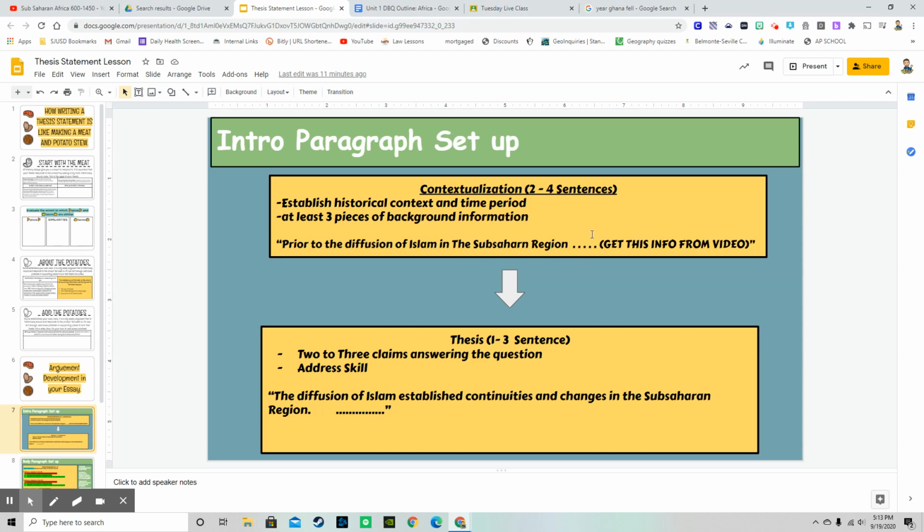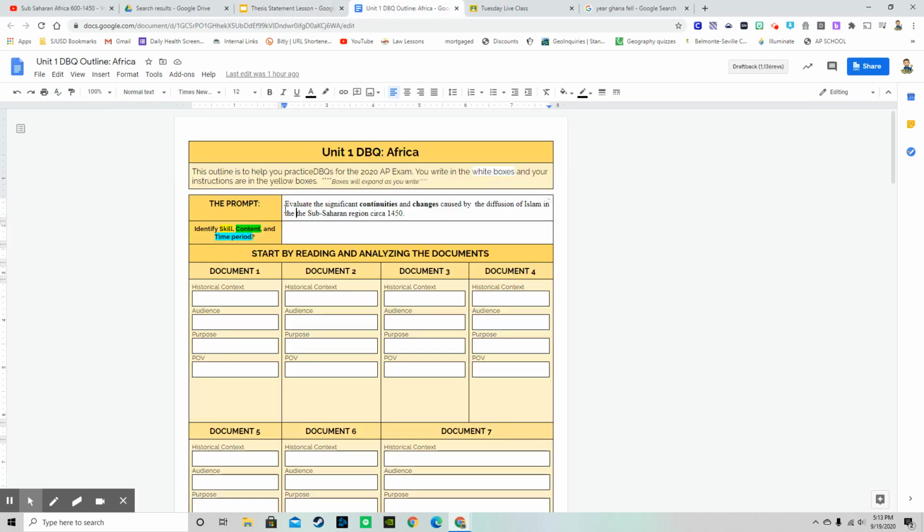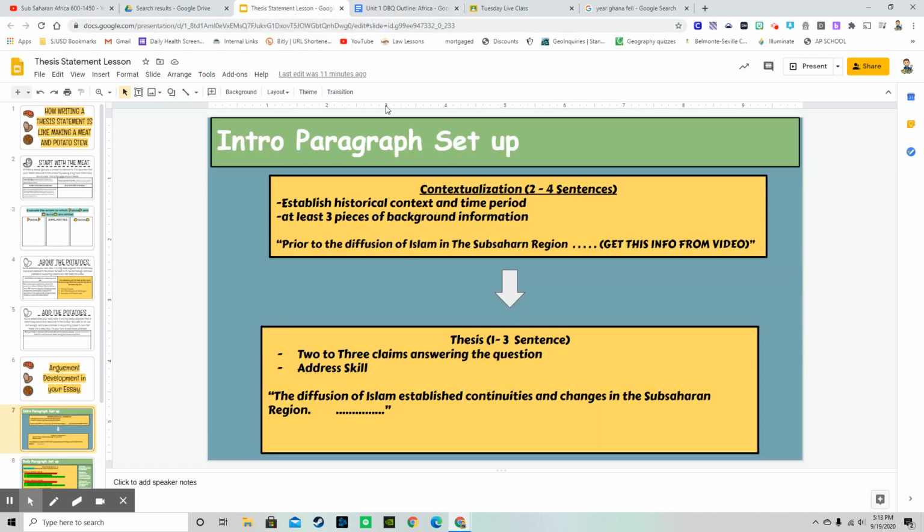Talk about what West Africa was like, or what Africa was like prior to this time. Specifically, it's the sub-Saharan region. Those are all things you're going to talk about in that. Then the meat of your sentence should kind of be the link between your thesis and your historical context. So, for example, again, your prompt is to evaluate the continuities and changes that happened due to the spread of Islam in the sub-Saharan area, or in the sub-Saharan desert or region.